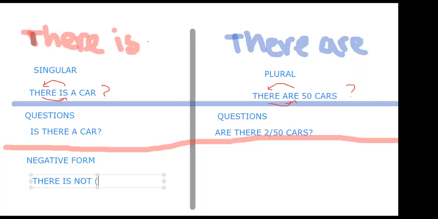There is not, or there isn't. There isn't a car. There is not, or there isn't a car. Please repeat. There isn't. There isn't a car. All right.